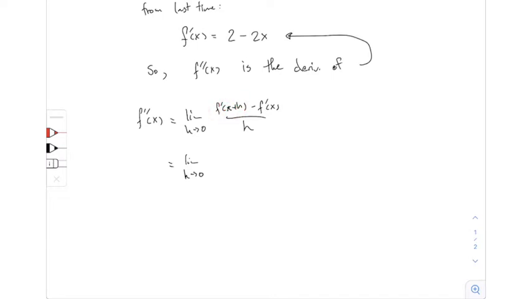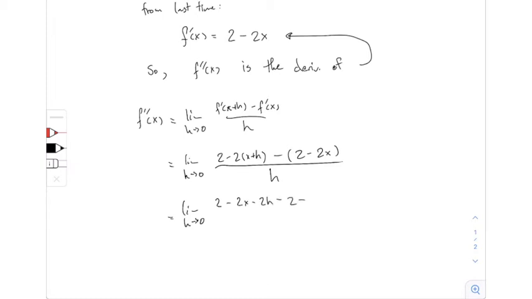F prime of x plus h means I go up here and I replace x with x plus h. All right, can do that. 2 minus 2 times x plus h, right? And then I go minus f prime of x, just like it is, 2 minus 2x. All of this divided by h. And then we go and cancel stuff as usual. Distribute the 2 there, also distribute the minus sign. It's going to be 2 minus 2x minus 2h minus 2 plus 2x, over h. And now several of these will cancel. I got a 2 and a minus 2, a minus 2x and a plus 2x. All that's left over is 2h over h.